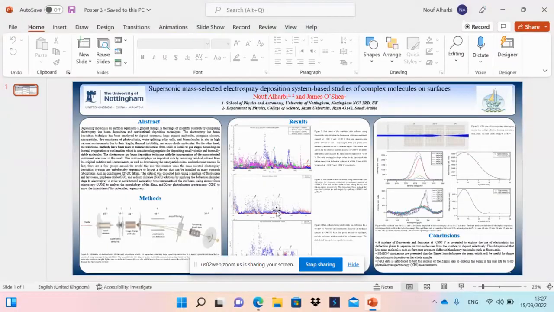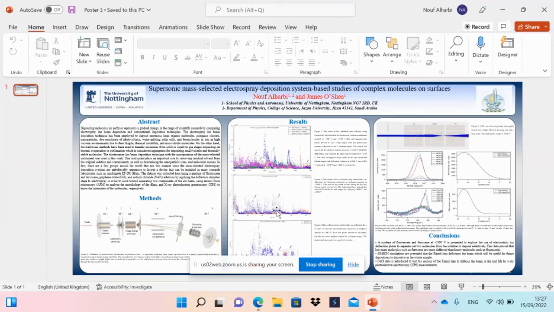Hi everybody. Today my topic is a supersonic mass-selected electrospray deposition system for complex molecules on surfaces. We used mass selection here.